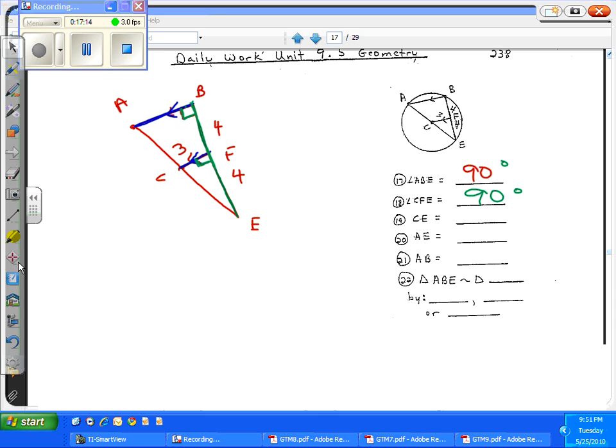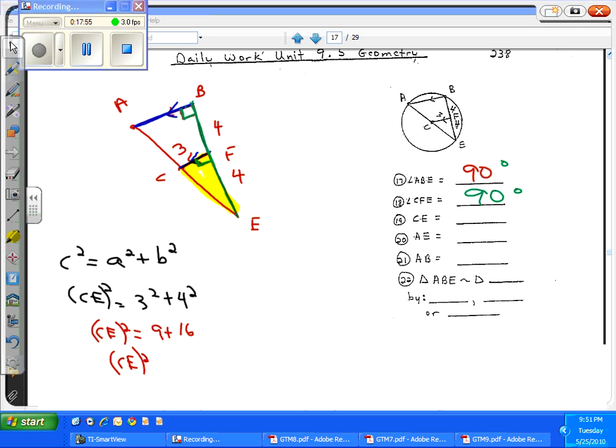The Pythagorean theorem. If we use this little triangle, it's a right triangle. We know two sides, 3 and 4. We can find the third side, CE, using the Pythagorean theorem. So we're going to say C squared equal A squared plus B squared. CE is the hypotenuse C, so that square is equal to 3 squared plus 4 squared. So my hypotenuse CE squared is equal to 9 plus 16. So CE squared is equal to 25. We undo the square with the square root, and we get CE equal 5. So we've got CE is 5 by the Pythagorean theorem.